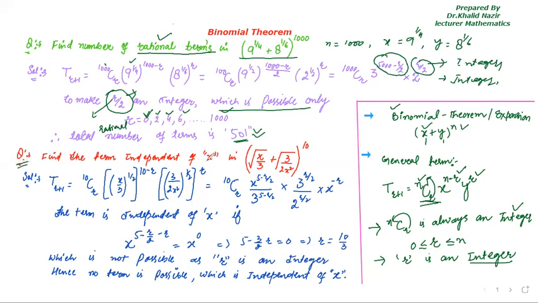Now question number 2 is something different. Find the term independent of x. It means that we have to find the term in the expansion of this question which does not contain x. First, let's expand this in terms of binomial expansion. That is T(r+1) = 10Cr. Here n is 10. X is this quantity and y is this quantity.